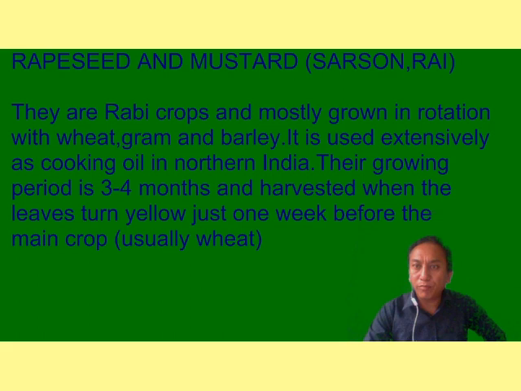main crop, usually wheat. So this is a rabi crop mostly grown in rotation with wheat, gram, and barley. It is used extensively as cooking oil in the north. The growing period is from 3 to 4 months and harvested when the leaves turn yellow just 1 week before the main crop, whichever is grown there, which is usually wheat.